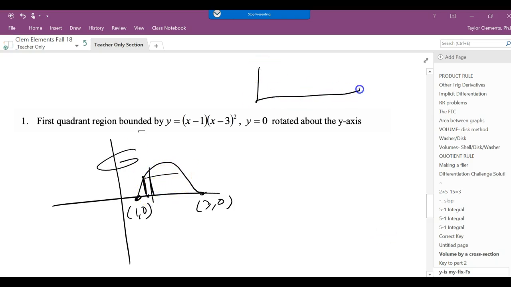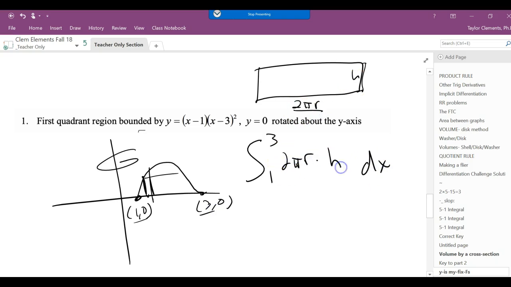And shell, if you think about unwrapping one shell, you end up with just a rectangle, rectangular prism. So let's see, and we just need 2 pi r, that's the radius, and then we just need the height. So the height of each one. So this is going to be from 1 to 3. This is the x values. Doing vertical slices, so it's dx. And yeah, it's just 2 pi r times h.